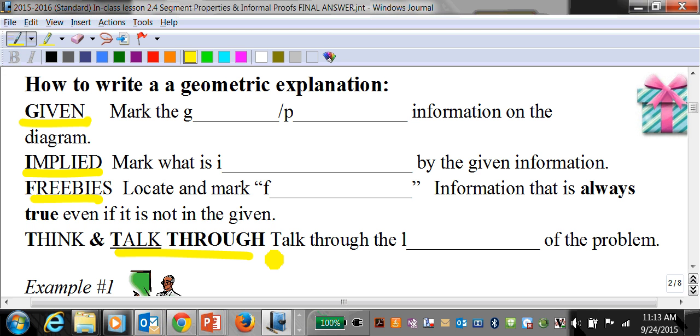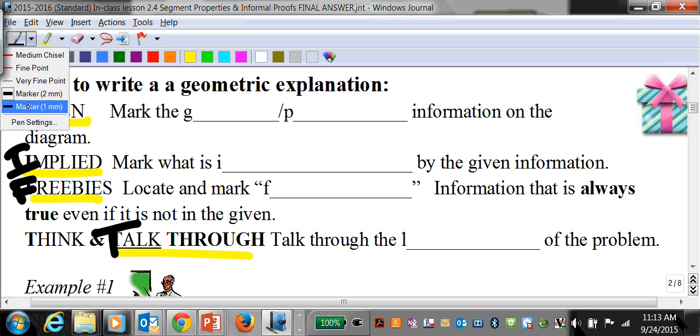Out loud, say it. Given implies. Okay, that stands for GIFT, is the acronym. Drop in these letters. GIFT. Given, implied, freebies, talk through. What you need, everybody? Colors? Given, implied, freebies, talk through.